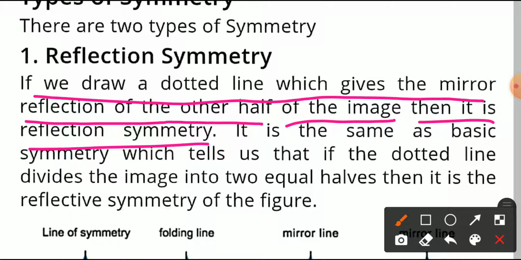It is the same as basic symmetry, which tells us that if the dotted line divides the image into two equal halves, then it is the reflective symmetry of the figure.